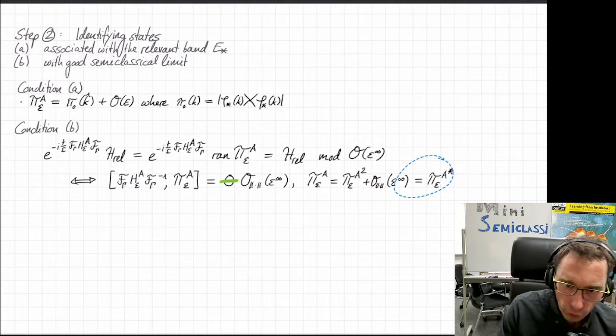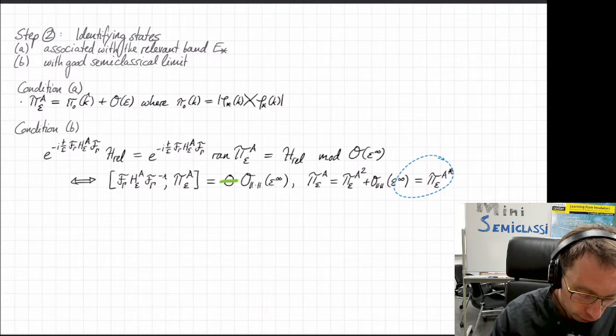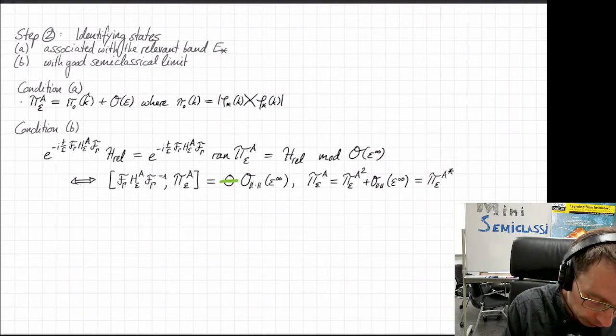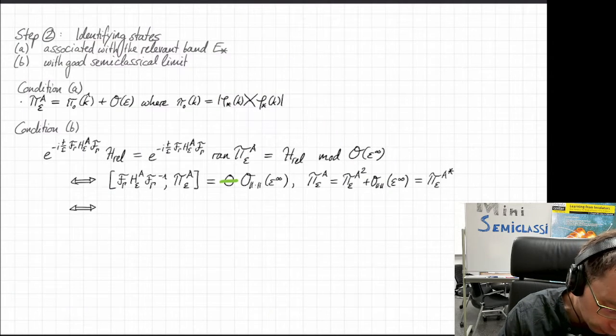So the very nice thing about this is that once we have made the connection to pseudo-differential theory, and if we for the moment assume, so this is an assumption, but this assumption is justified by an explicit construction, that this projection is a pseudo-differential operator at least modulo order epsilon infinity.